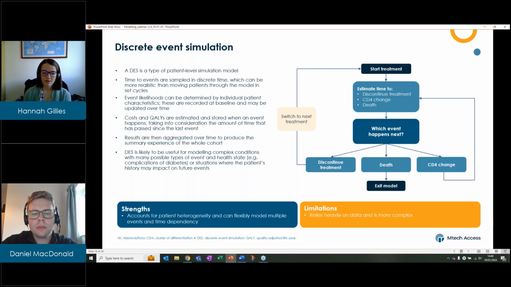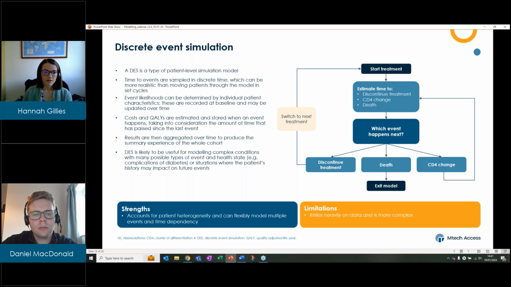Then every time a new event is estimated, it will depend on the time elapsed and the patient's characteristics, which can be updated over time, so their age will increase accordingly. If an event has happened, that can potentially be recorded and the information can be used to predict what happens next. And this whole process is then repeated for every patient that goes through the model, using the individual patient data, and is all aggregated at the end.